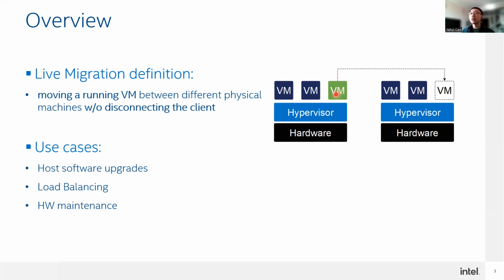And as you know, live migration is a mandatory feature in hyperscalers, and its typical use cases include host software upgrades, like you may want to upgrade the hypervisor, orchestrator, or some other host software. Another use case is load balancing, where you may want to balance the different server loads. Also, if you want to do some hardware maintenance or hardware upgrade, you may want to schedule the VM running on this machine out of and into the other machines.